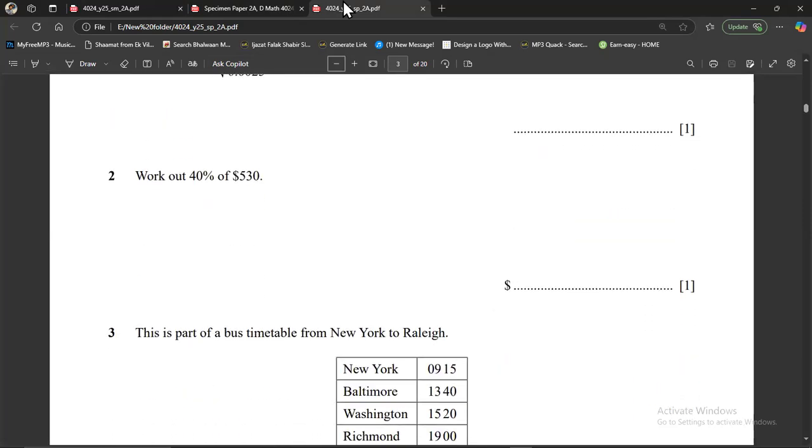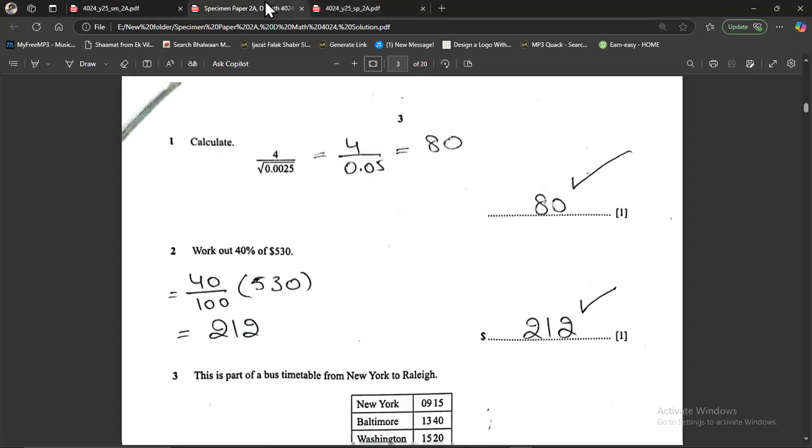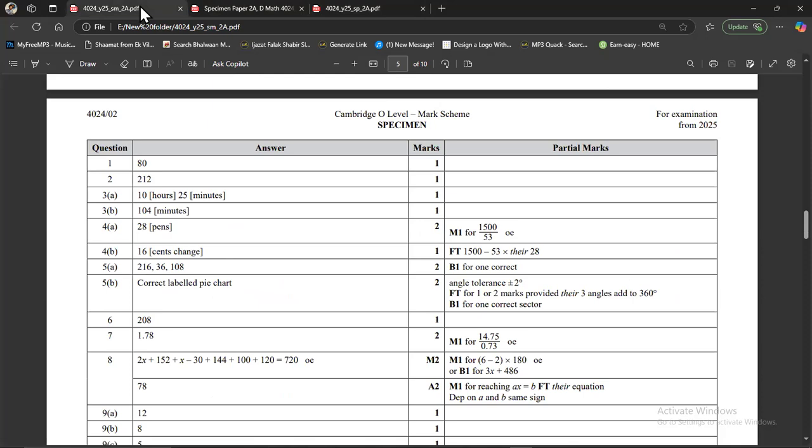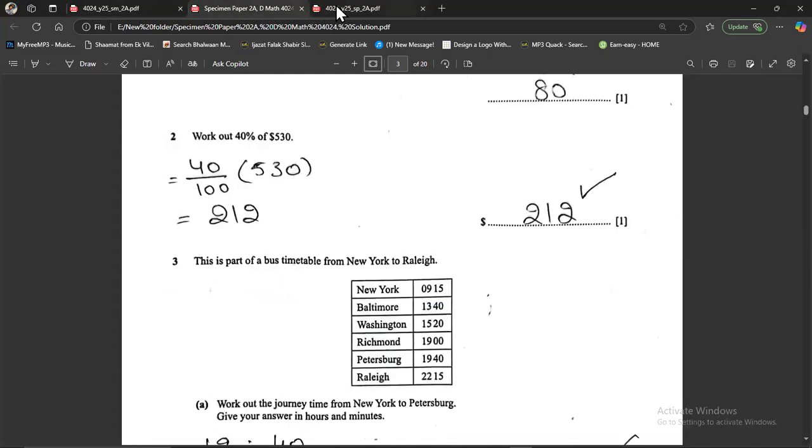The next question is question number 2. It says work out 40% of $530. So 40% of 530 means 40 by 100 multiplied by 530. So it will be 212. So the answer is 212. That answer is right. This is how this is done.